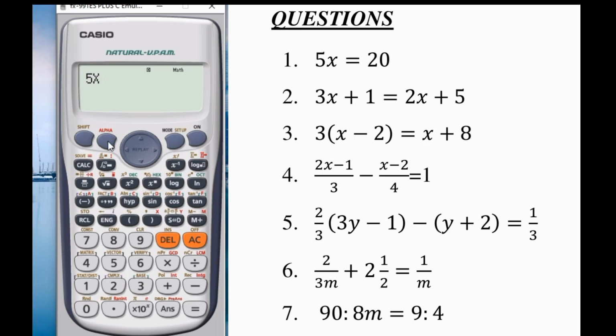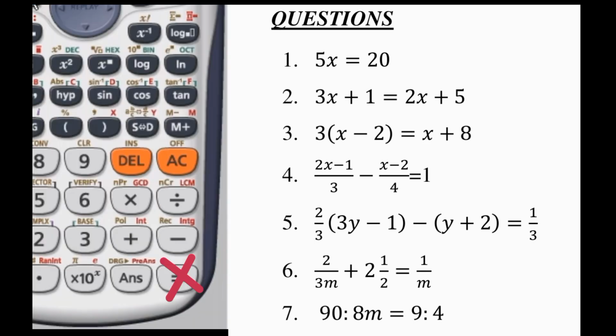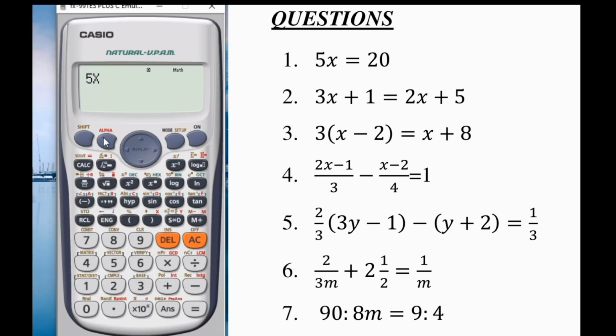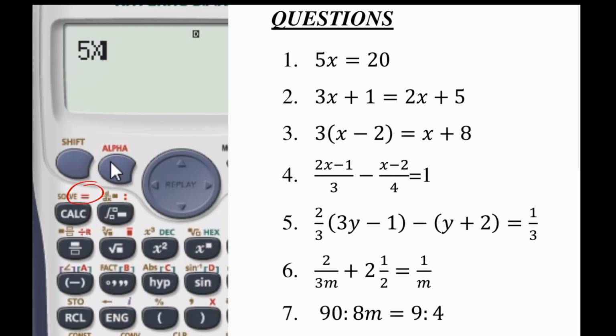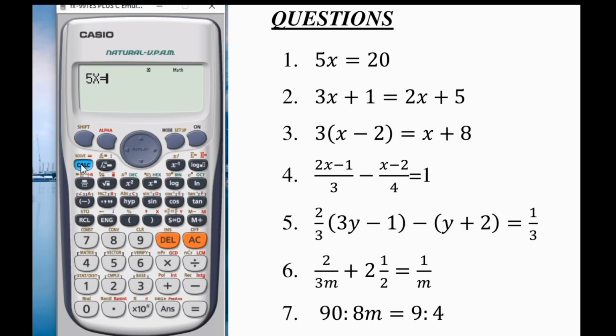For the equal to sign too, we are not going to use the manual equal to sign on the calculator. That is, we are not going to use this particular equal to sign, but rather we are going to use the equal to sign on the CALC. When we check that particular equal to sign, it has the same color as the alpha, which means we have to use the combination alpha and CALC. That equal to sign is on top of the alpha, so we use the combination alpha and CALC. So that is the equal to sign that we've inputted, equals 20. Now we've successfully inputted our linear equation.